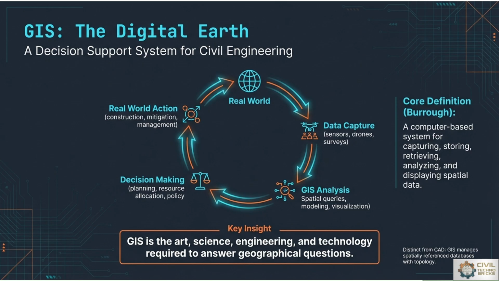So, the data capture to the GIS analysis, then decision making, and then real world action. So, this is a continuous cycle related to the real world. We have n number of questions, we go for that question. With respect to that cycle, we collect the actual outcome which is required. In civil engineering, it is used for urban planning, site selection, and infrastructure management activities to collect the information or to collect the answers for the geographical questions.